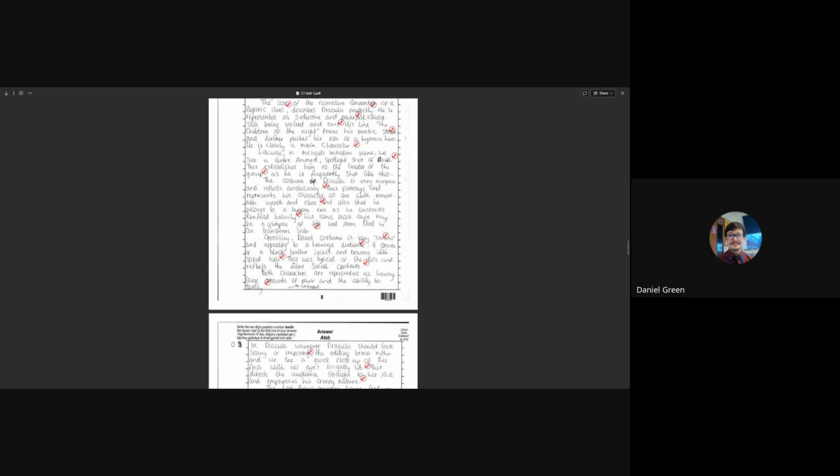His iconic black cape may be a glimpse of the bat form that he can transform into. Oppositely, again, the English doesn't have to be perfect. David's costume is very sexual and appealing to a teenage audience. It consists of a black leather jacket and trousers with spiked hair. This was typical of the 80s and reflects the film's social context.